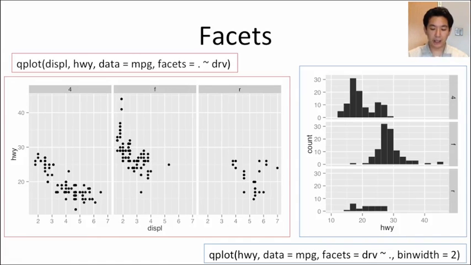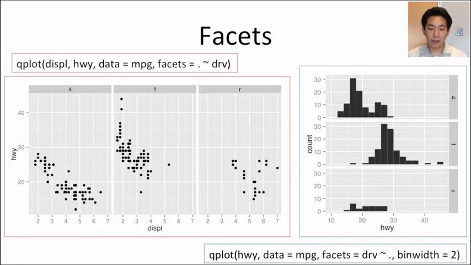On the left side here, I've got three different scatter plots of the displacement versus the highway mileage, and then I've split it out by the different drives, so four-wheel drive, front and rear. And so you can see the relationship for these three subgroups, and it's just a different way to look at the data rather than, say, color coding the three groups. And I specify this with the facets variable.